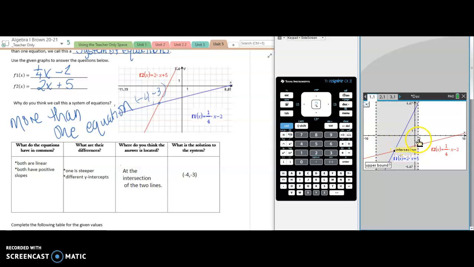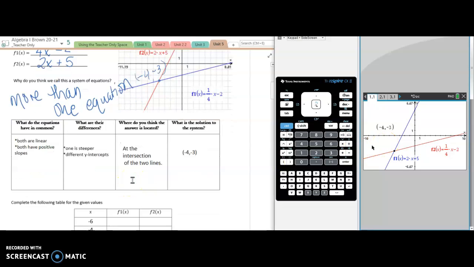Once the intersection name pops up, you click again, and it tells you the intersection. So what is it? -4, -3. Okay, kind of like that, huh? All right, cool. So now we're going to go on.